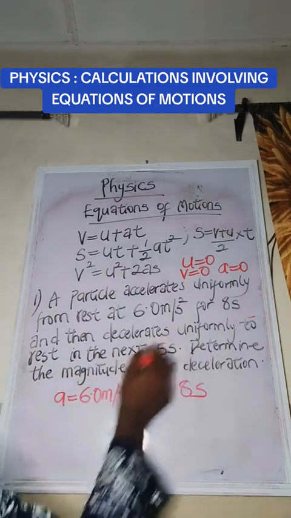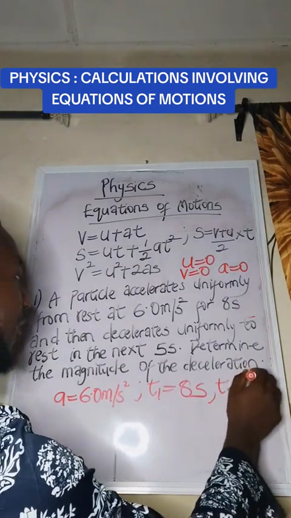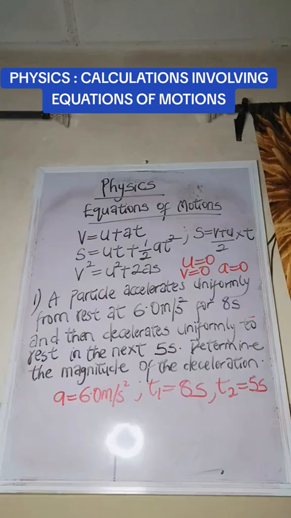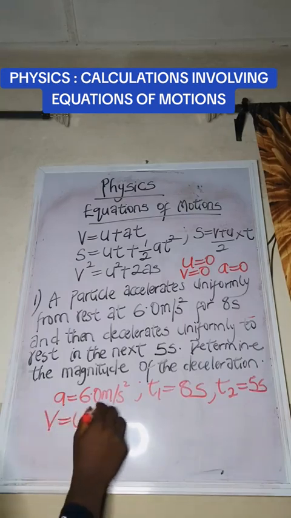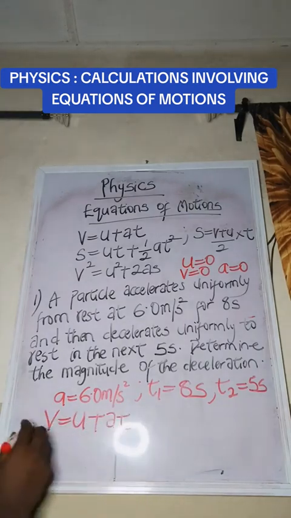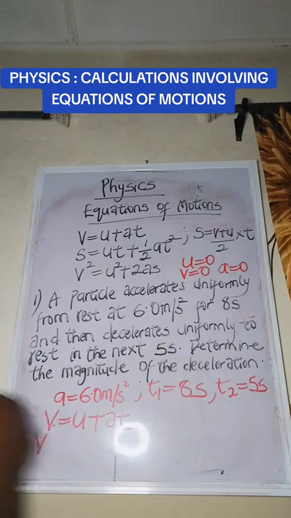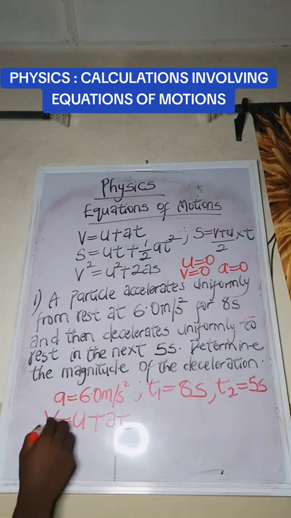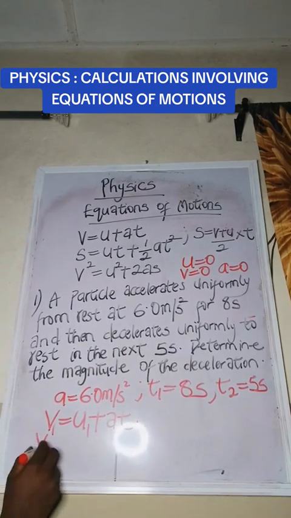Then they said decelerates uniformly, so this is the final time. We call this T2, which equals 5 seconds. First, we are going to find the final velocity for the first description. So we're using the first one, which is V equals U plus AT. Let's use V1, U1, T1. We are looking for V1.